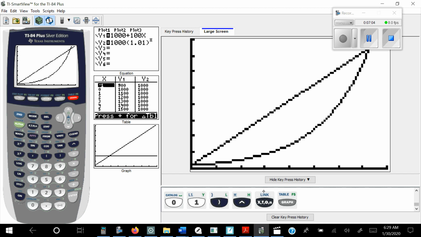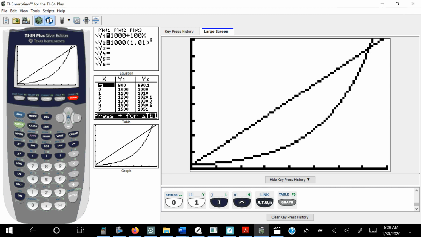Okay. So now you have the graph. But what we want to be able to do is determine where that intersection, where it crosses. Okay. And this is what you want to hit. And I'm going to clear this out so you can see step by step what to do.